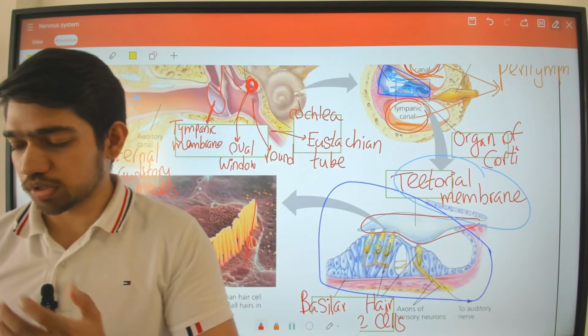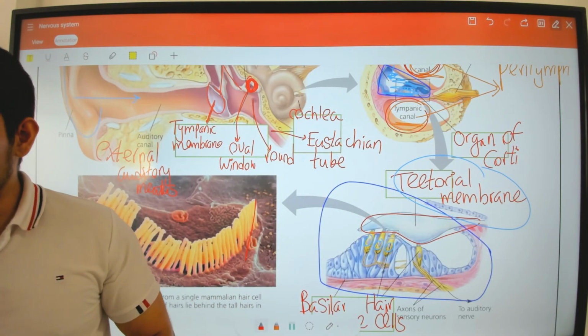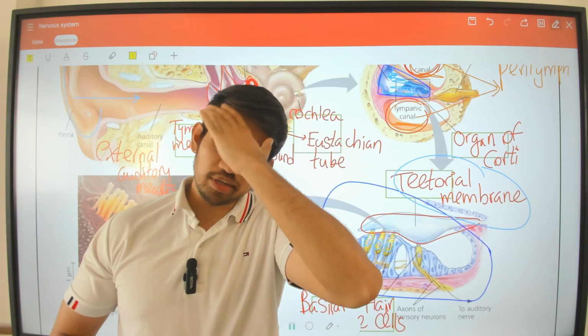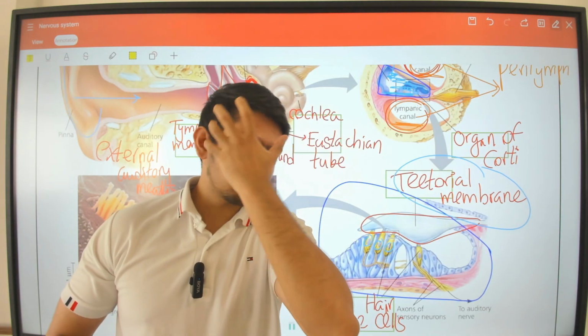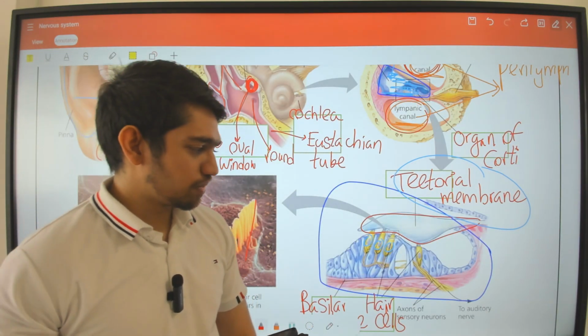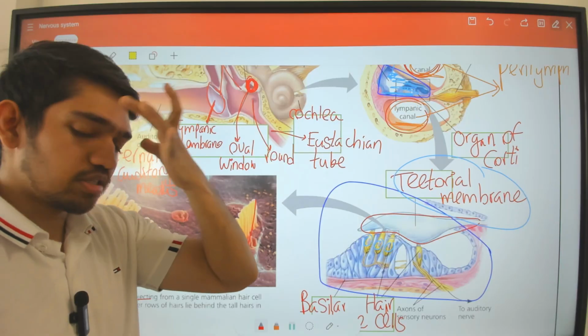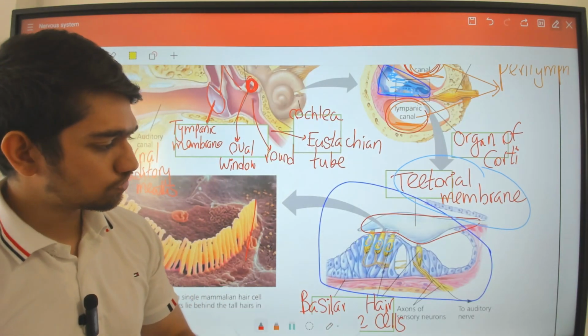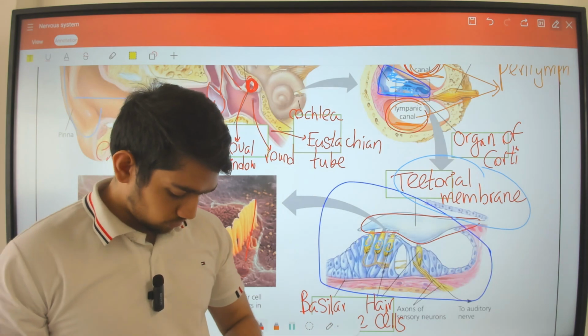Highlight in your resource. What is the auditory area in your brain? The temporal lobe. It is located very close to the ear, so there is no need to run long cables. No need to send nerve impulses too far away. They are located very close to the ear.